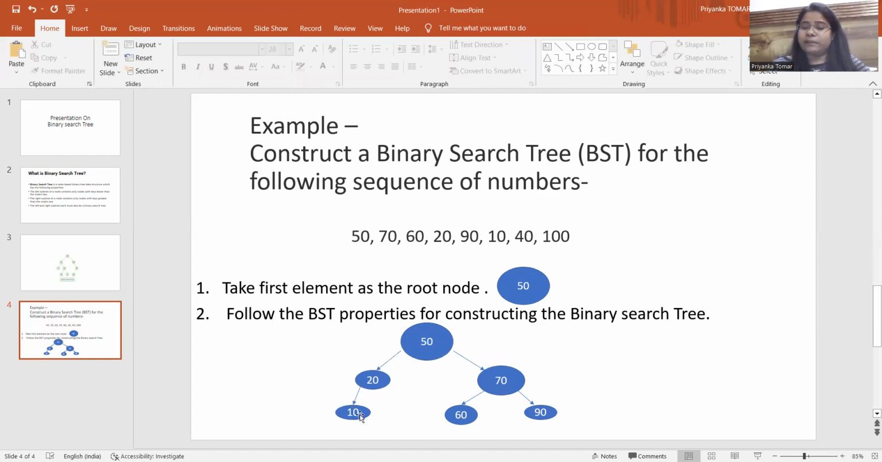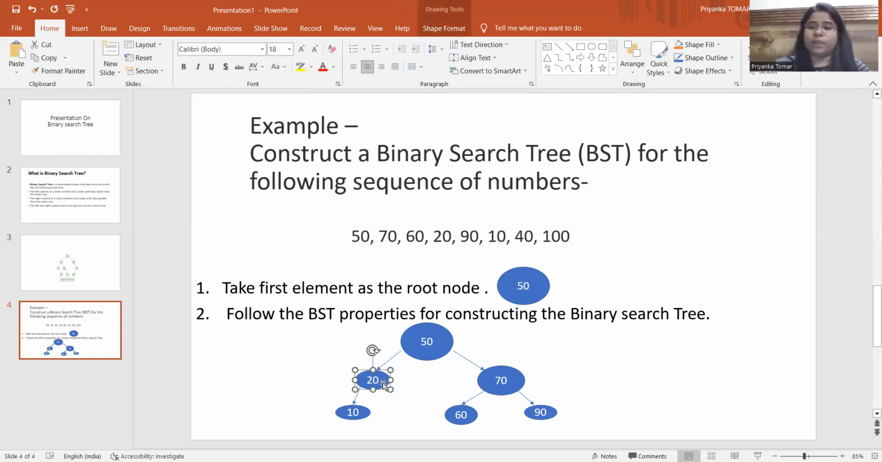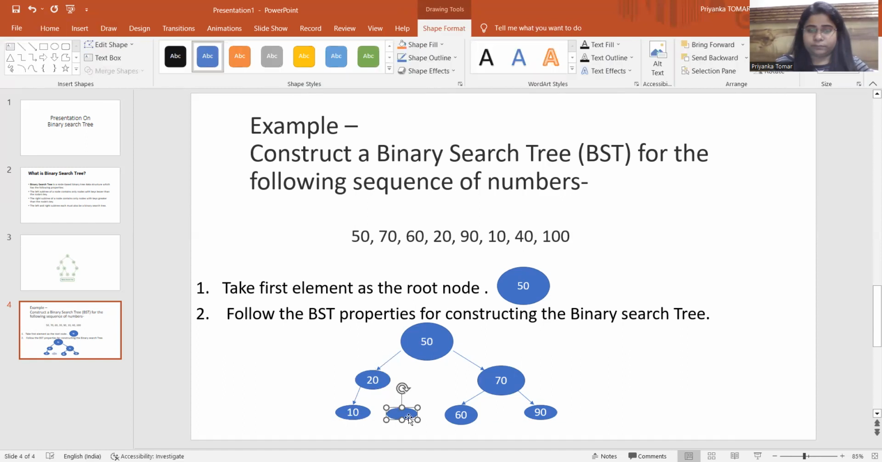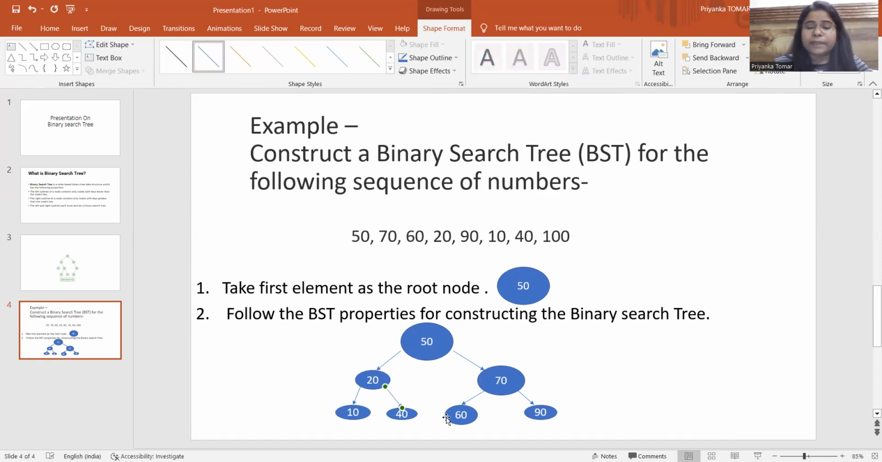Okay, 20 का लेफ्ट चाइल्ड कौन सा है? 10 है। 20 इसका रूट नोड है। 10 इसका लेफ्ट चाइल्ड है। ओके, नेक्स्ट 40, अगेन कंपेयर विद द रूट नोड। 50 से छोटा है, लेफ्ट साइड आएगा। 20 से बड़ा है या छोटा है? बड़ा है, सो इट विल कम इन द राइट साइड ऑफ 20. 40 is not the left child of 50, but it is the right child of 20. Getting my point?